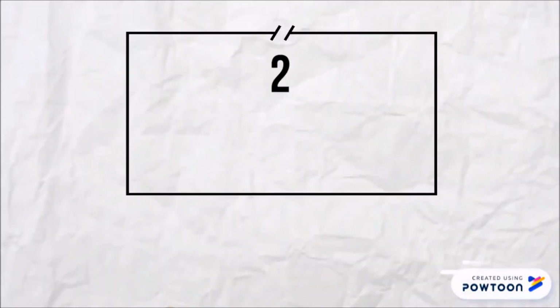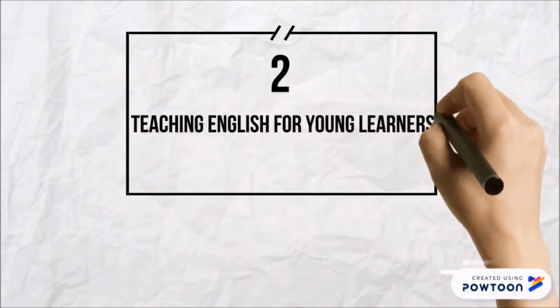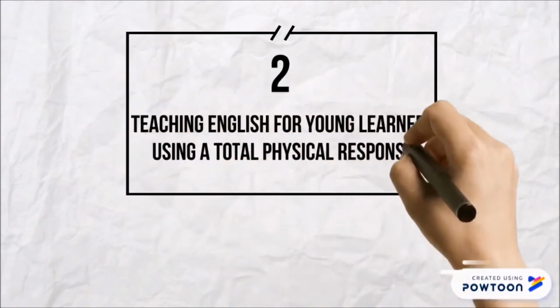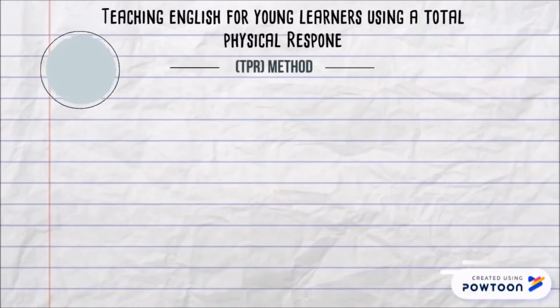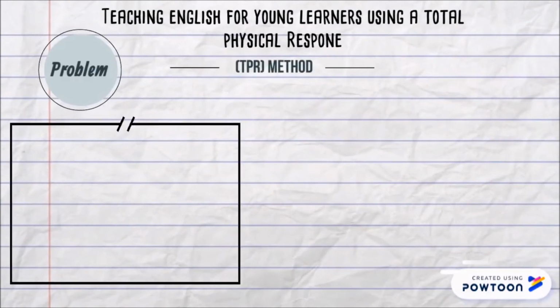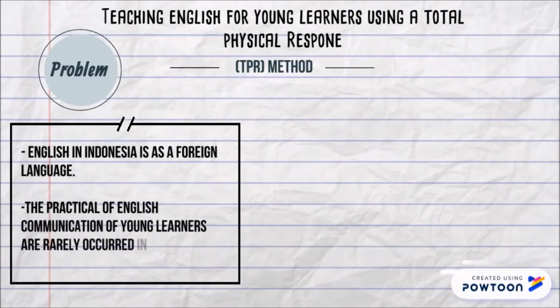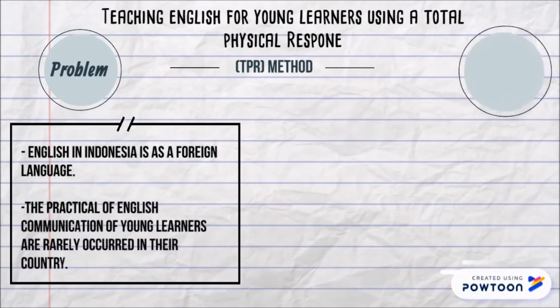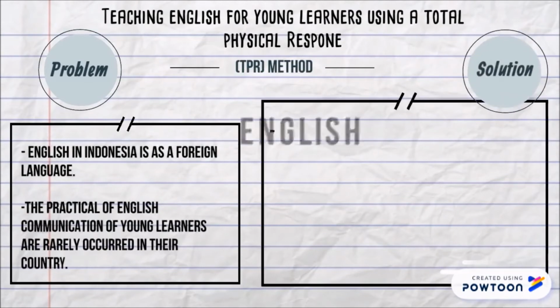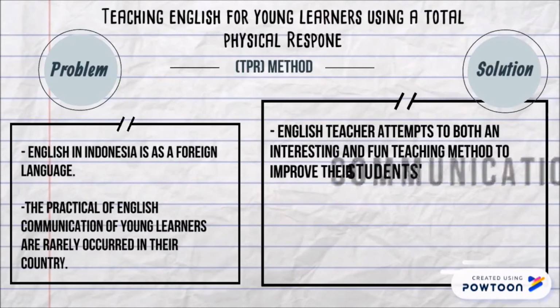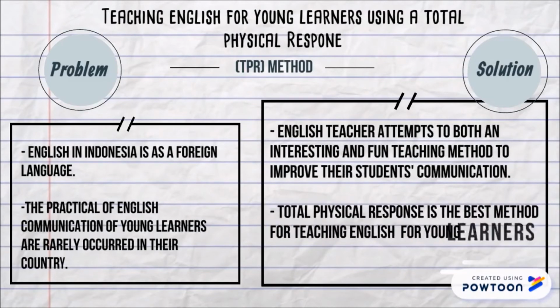Teaching English for young learners using a total physical response. The problem of this research is English in Indonesia as a foreign language. Young learners are rarely required to communicate in their country. The solution is English teachers attempt to find an interesting and fun teaching method, and total physical response is the best method for teaching English.